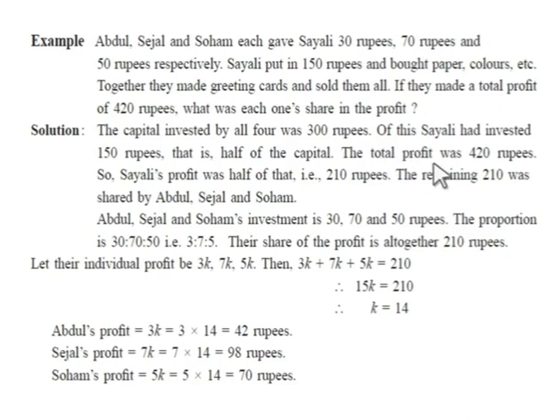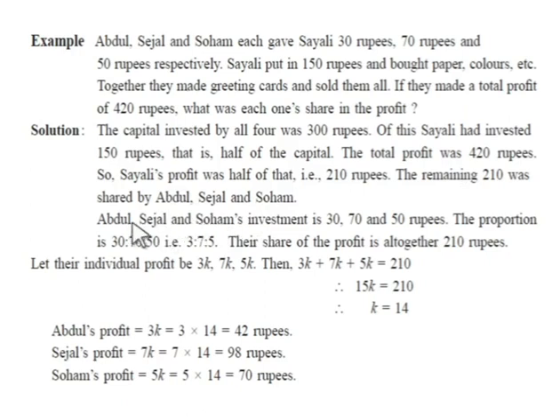The total profit was 420 rupees. So Saili's profit was half of that, that is 210 rupees, because if the investment in the capital is half, then the share of the profit will also be half, that is 420 divided by 2 is 210 rupees. Now the remaining 210 was shared by Abdul, Sejal and Soham.